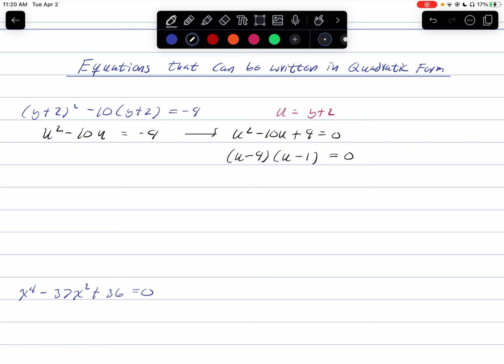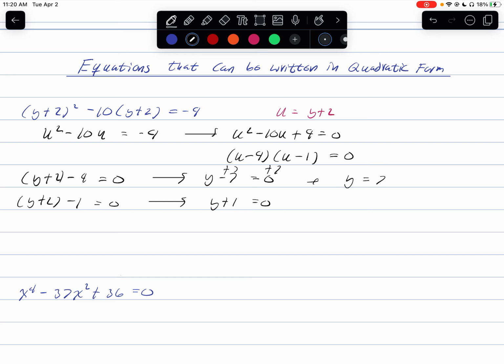And now what we do is we set each of these equal to 0, and we replace u with y plus 2. So here we have y plus 2 minus 9 is equal to 0, and we have y plus 2 minus 1 is equal to 0. And so for this first one here, let's simplify that. Y plus 2 minus 9, that's y minus 7 is equal to 0. And here we have y plus 1 is equal to 0. And from here, we can add 7 to both sides, and we get that y is equal to 7. And here we can subtract 1 from both sides, and we get y is equal to negative 1. So your two solutions here are y equals 7 and y equals negative 1.